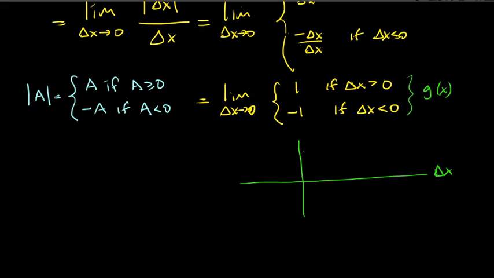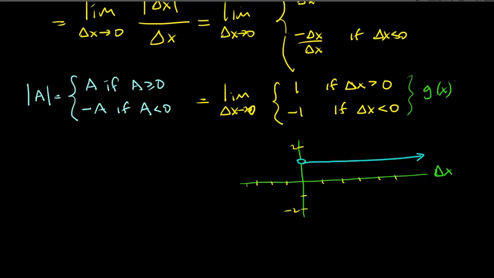So 1 is just a straight line, right? So here's 1, 2, and so on. Negative 1, negative 2, 1, 2, 3, 4, 5. So, yep, when delta x is positive, this is just going to be 1, which is this horizontal line here. Except, of course, at 0, it's undefined there, right? So there's a hole.